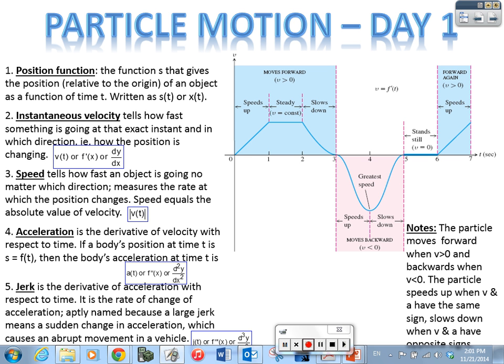Speed is going to tell us how fast the object is going, no matter which direction. And it is the absolute value of velocity. So speed is the absolute value of velocity. It takes out the direction.